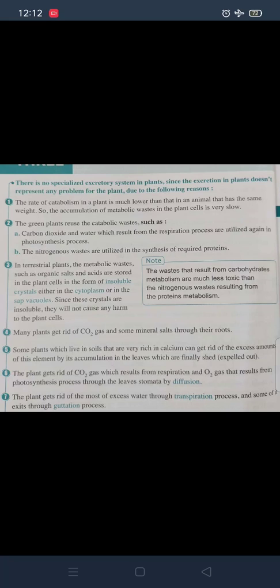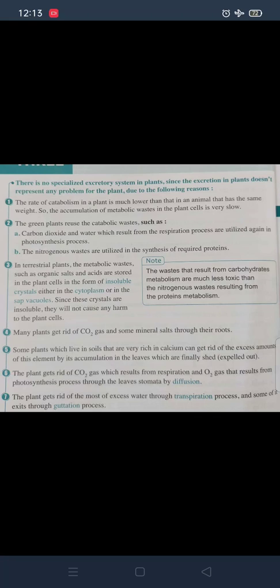And many plants get rid of carbon dioxide and some mineral salts through their roots. If plants live in soil rich in calcium, the excess of calcium accumulates in leaves, then these leaves finally shed. So carbon dioxide resulting from respiration and oxygen from photosynthesis are excreted by stomata.